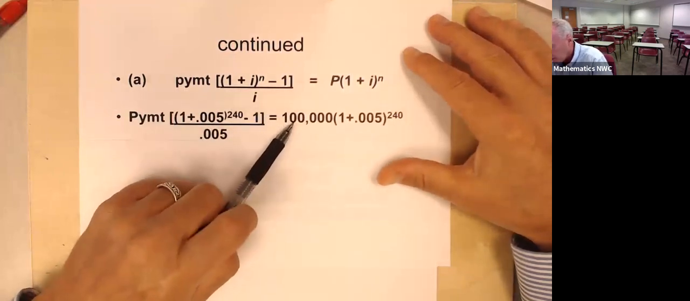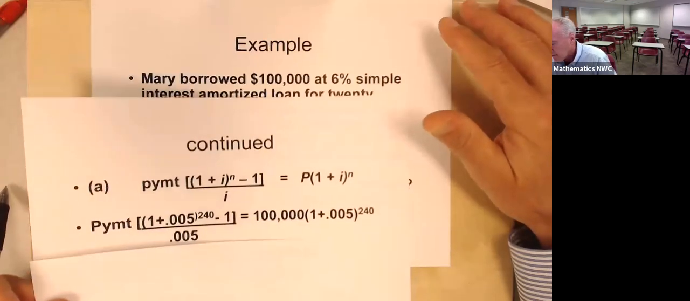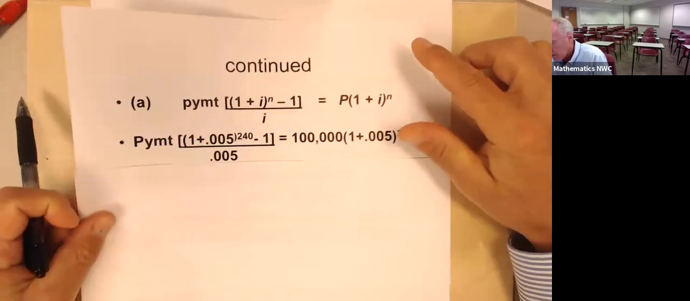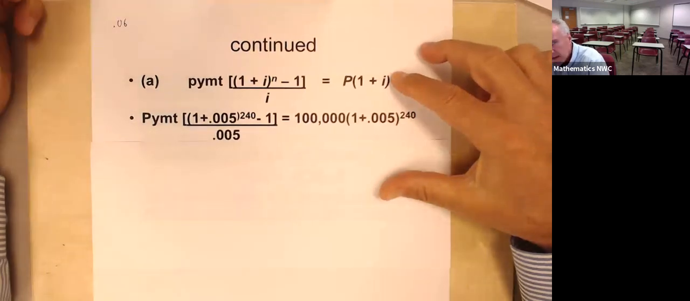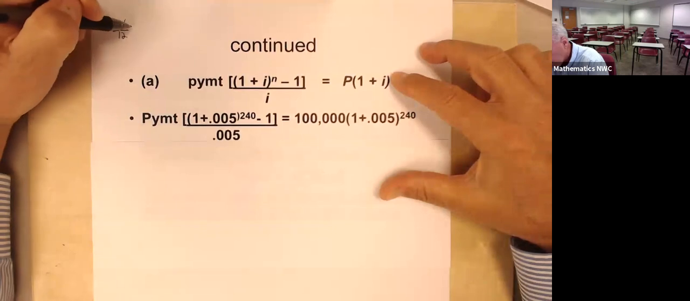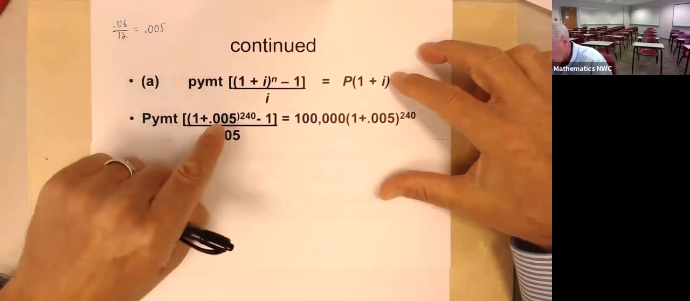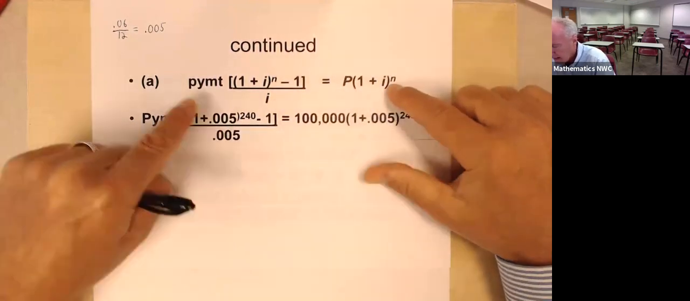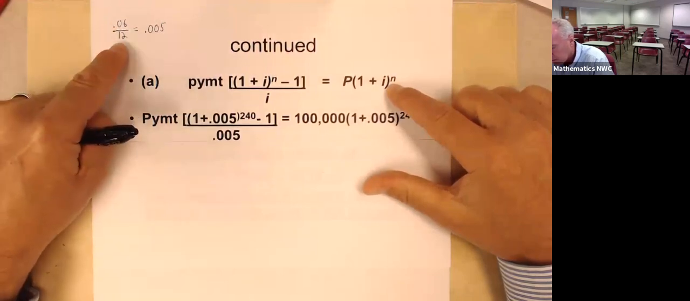We borrowed $100,000. My interest rate, if you remember, was 6% per month. Well, if I take that 6% divided by 12, that's where I get my monthly interest rate. That's the I. All three places, that I is 0.005. It's your annual interest rate divided by 12.